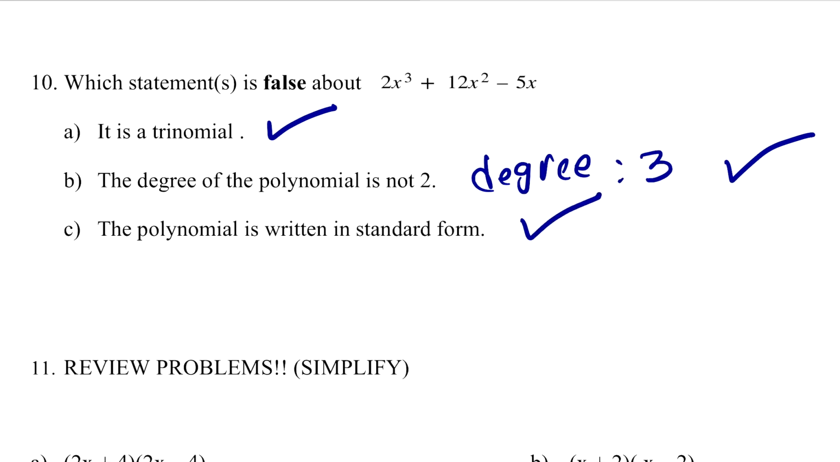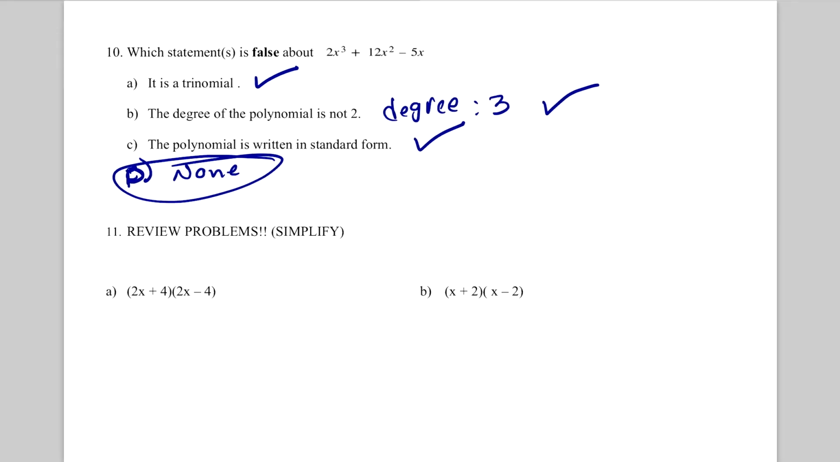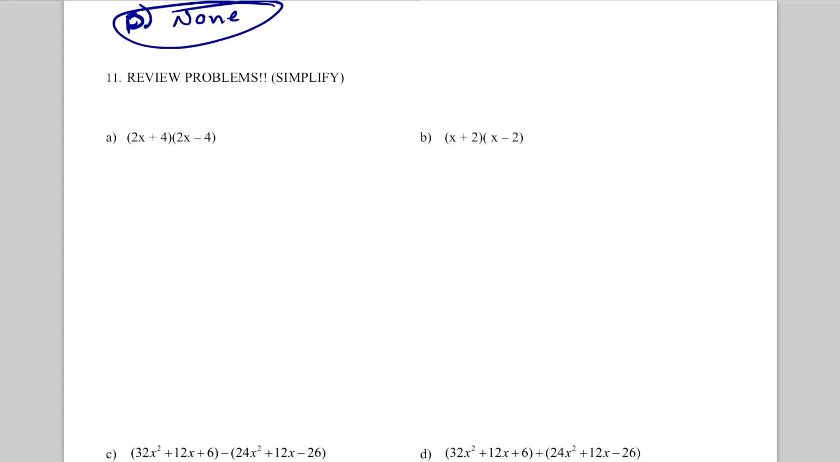That's also true. The polynomial is written in standard form. That's also true. So there should be another option that says none of the above. And so this would be the right option, because which statement is false? Well, all these statements are true. So therefore, none of them are false. Great job.